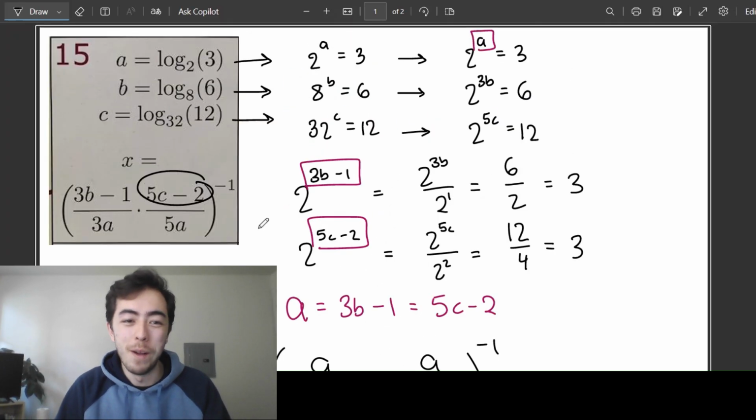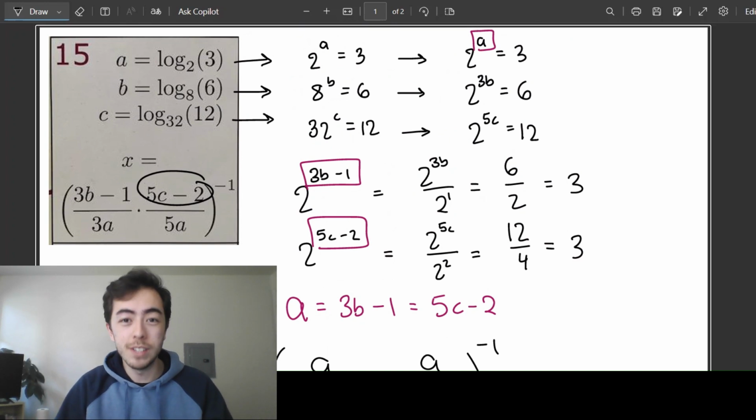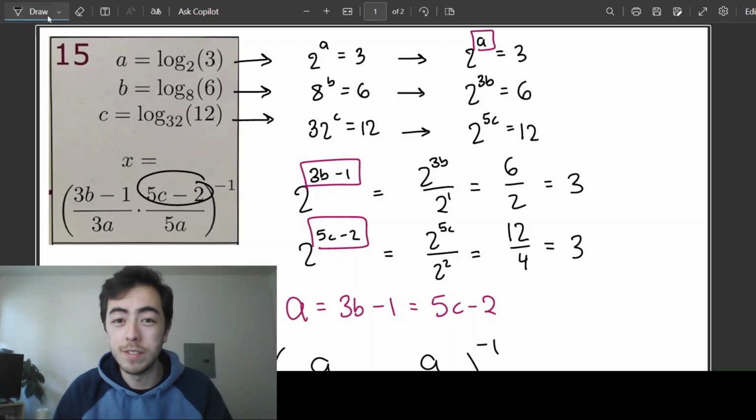Wow. So something about rewriting these exponential or logarithmic equations with the same base, 2, really helped to match all of the expressions with each other. That was a really fun solution. Anyways, we found the 15 for today.